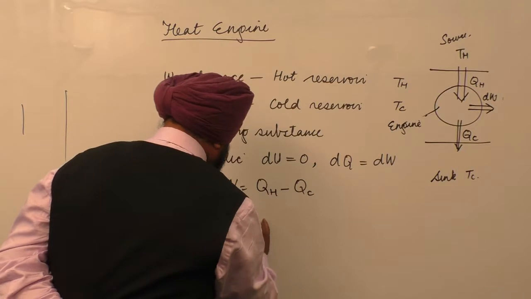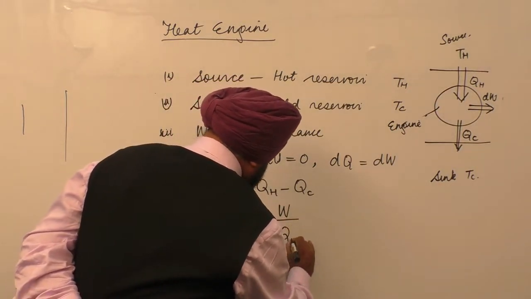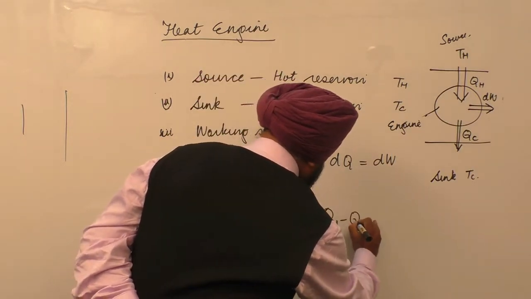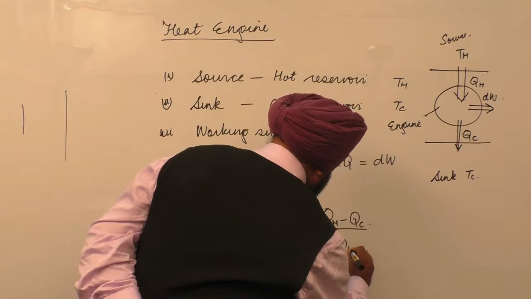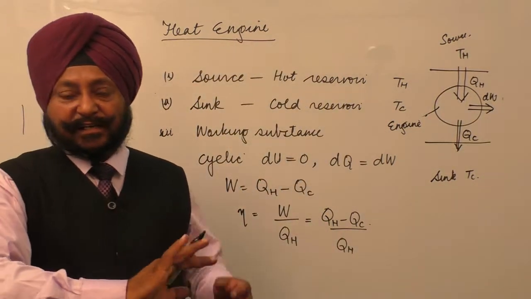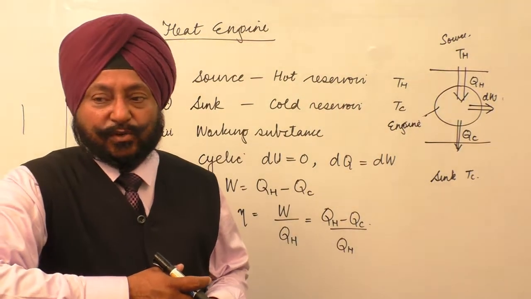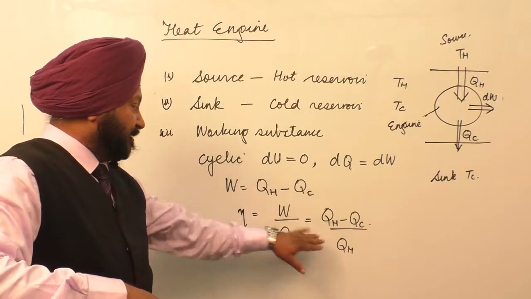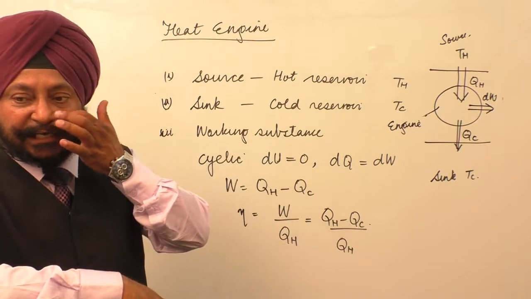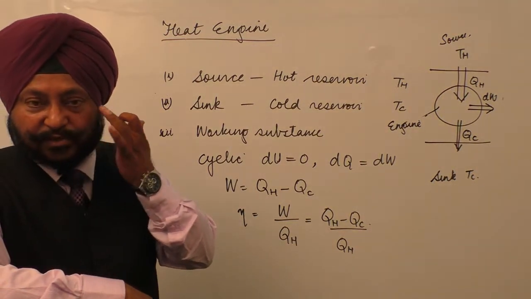What is the efficiency of the engine? Efficiency of the engine is the total work done over heat extracted to do work. So this will be QH minus QC over QH, where QH is the heat taken from the source or the hot reservoir, and QC is the heat which is supplied to the sink or given to the cold reservoir. So this is the work done, QH minus QC, and this is the efficiency of a heat engine. Remember, the efficiency will be maximum if the value of QC is equal to 0.